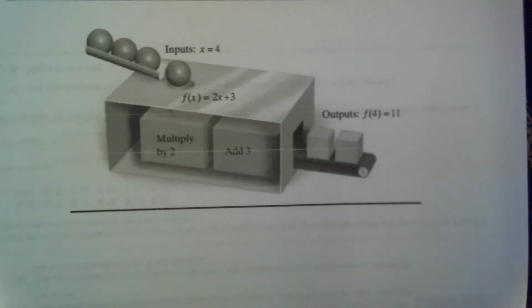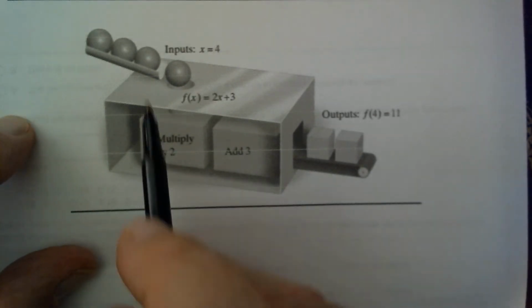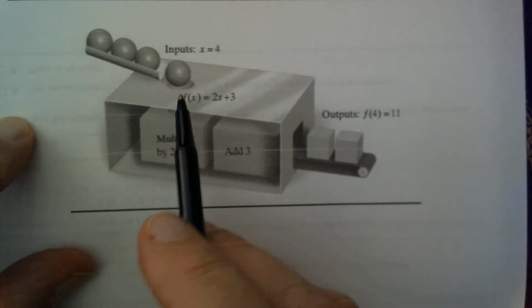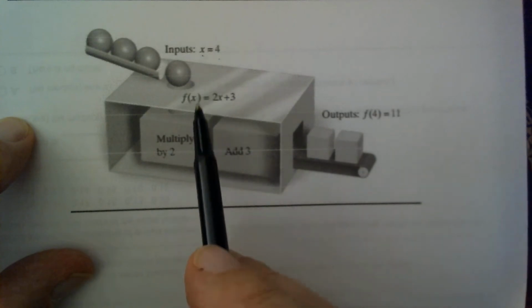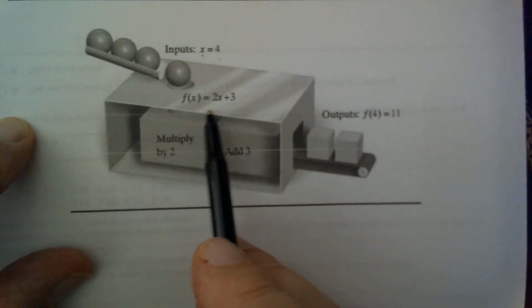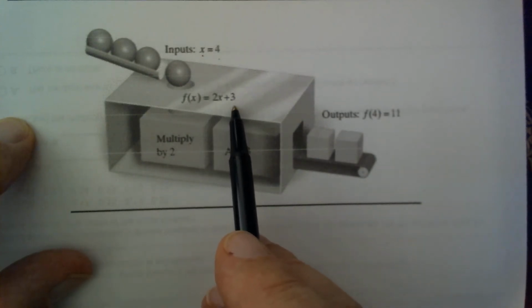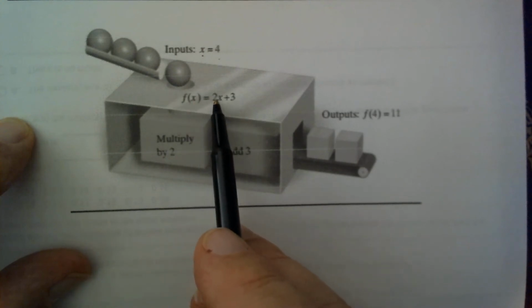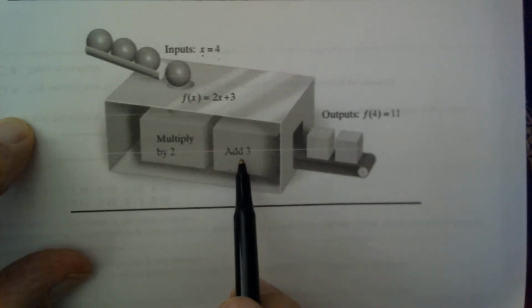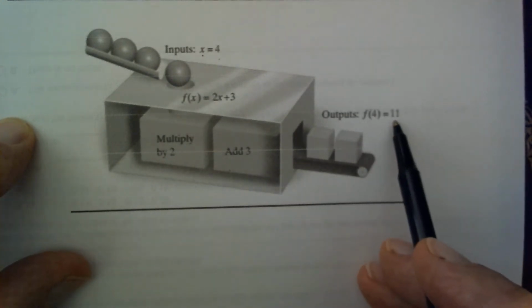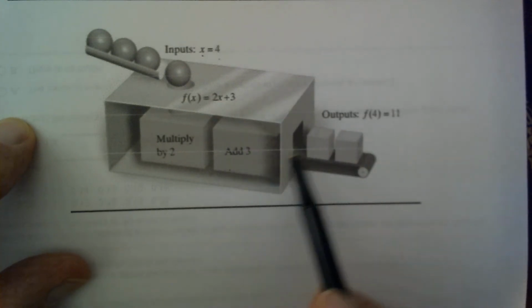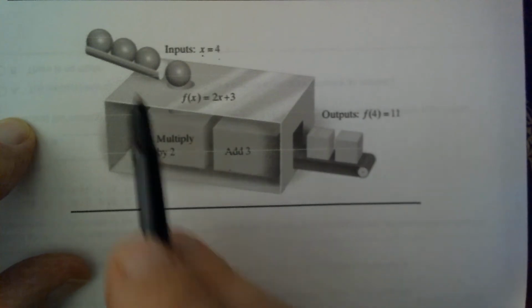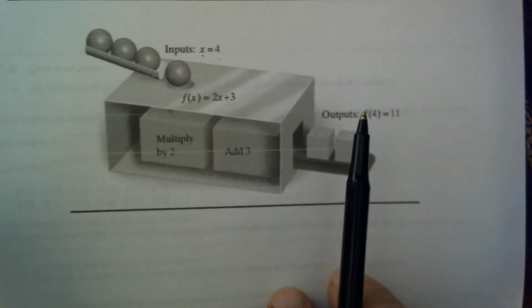It can be useful to think of a function in terms of a machine. So a machine is here, and it has an input. Let's say an input is x equals 4, and the machine itself says 2x plus 3. So whatever comes in gets multiplied by 2, and then we add 3 to it, and then here's the output. 2 times 4 is 8, plus 3 is equal to 11. So in other words, we have an input and an output to a function.